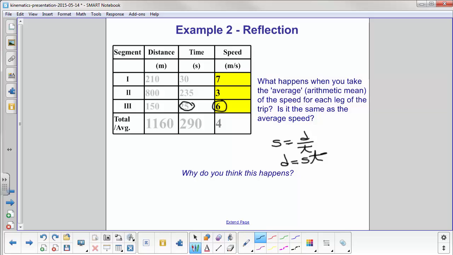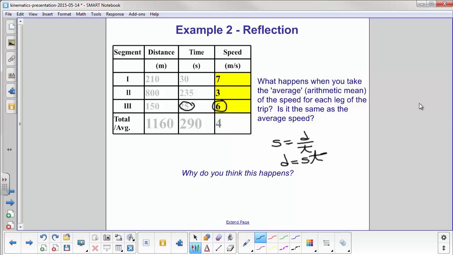You add the three distances up. You have 1160. Your time was 290 seconds. You divided them and you received an answer of 4 meters per second. Now, let's say we took the average speeds for the other two segments and we found out that they were 7 meters per second and 3 meters per second. Do you get the same answer? Here, this is our answer. That's our average speed for the trip of 4 meters per second.